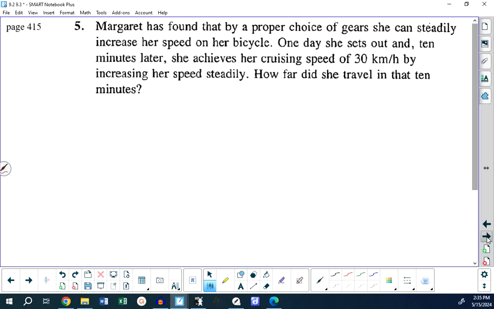Margaret has found by proper choice of gear she can steadily increase her speed on a bicycle. One day she sets out, 10 minutes later she's at a cruising speed of 30 kilometers per hour. How far does she travel in 10 minutes? That is not a problem that you can solve with kinematics formulas. Well, maybe you could, but not initially. You've got to do some thinking here and determine what her acceleration is so you can anti-differentiate it to get a velocity function, so that you can anti-differentiate it to get the position function, so that you can answer the question.